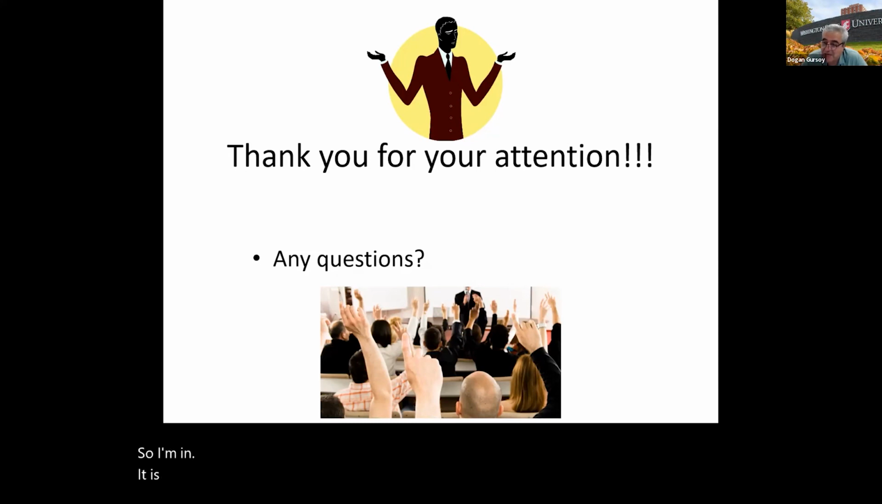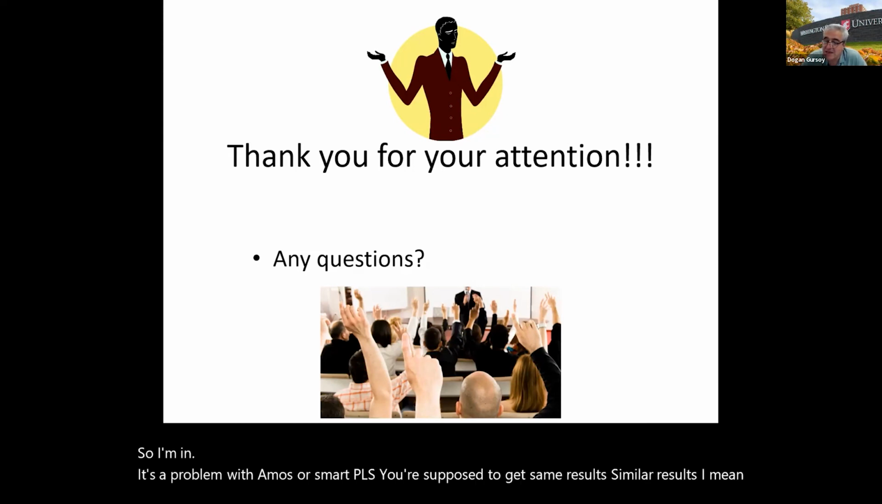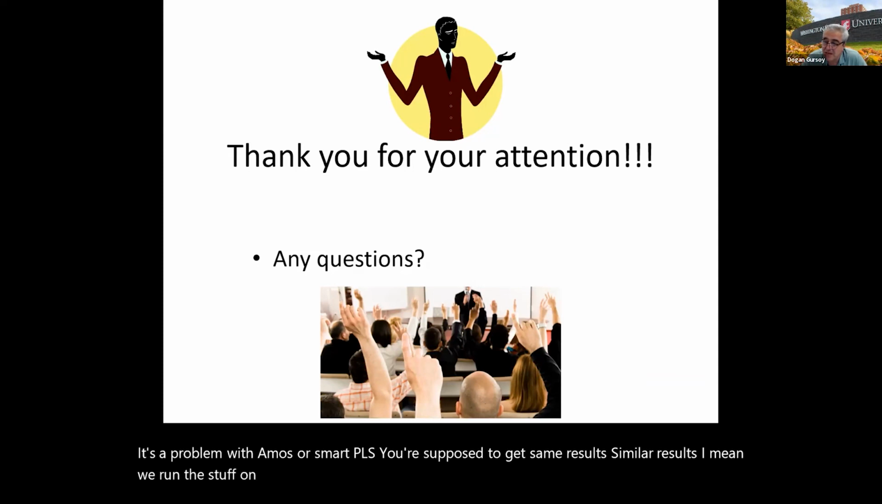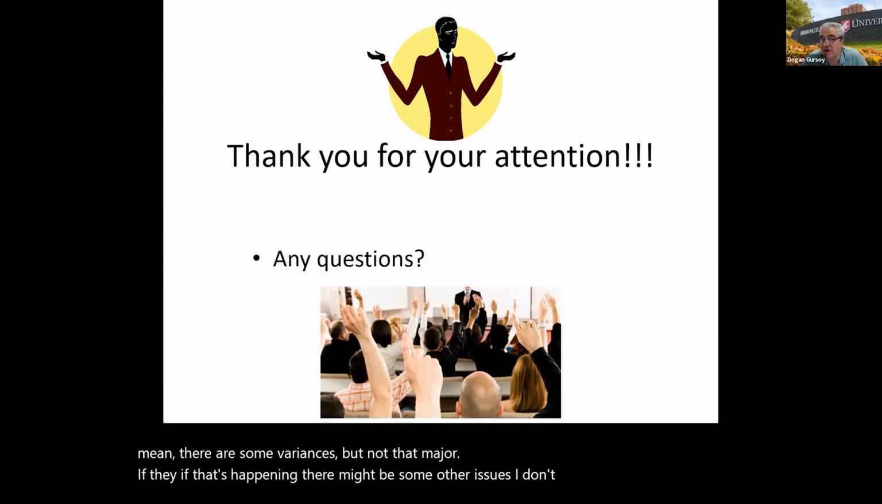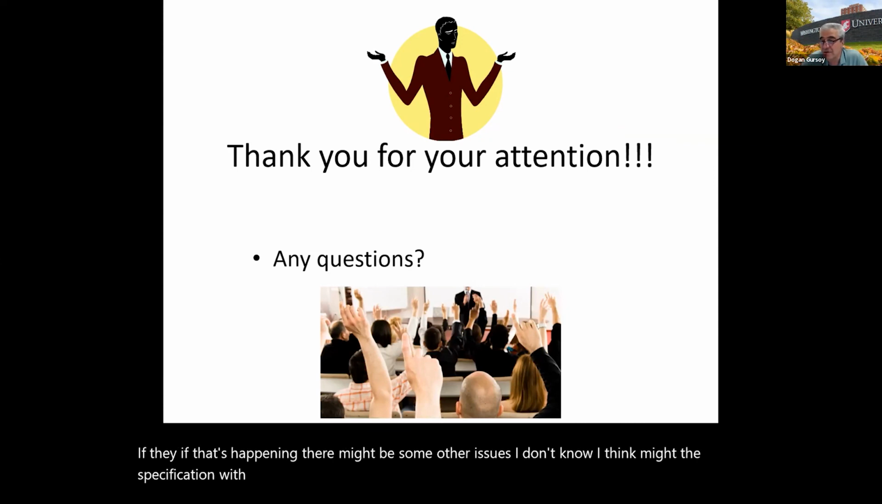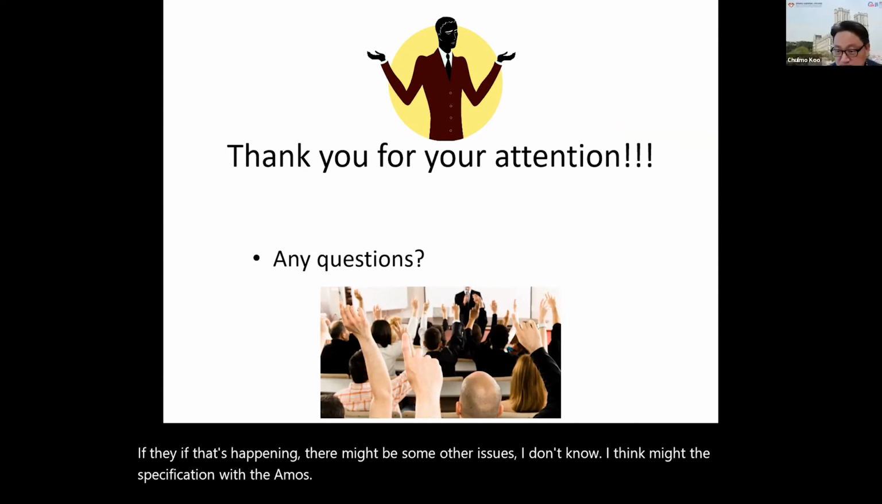Either it's a problem with Amos or Smart PLS. You're supposed to get the same or similar results. I mean, we run stuff on different statistics, and we usually get very similar results. There are some variances, but not that major. There might be some other issues. I think it might be the specification with the Amos. Okay. Other questions?